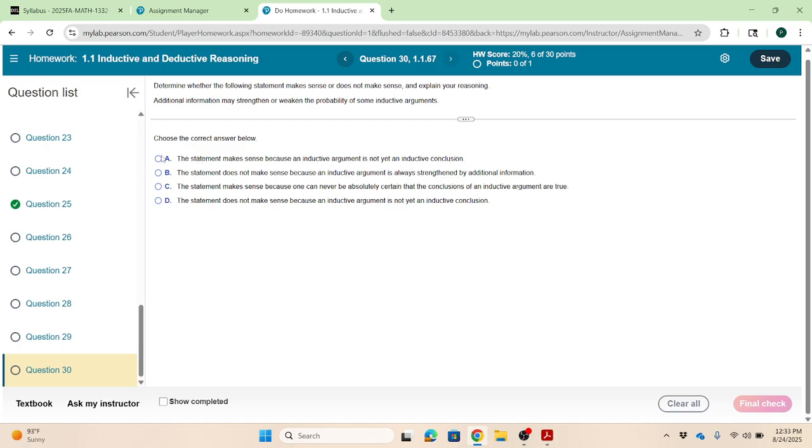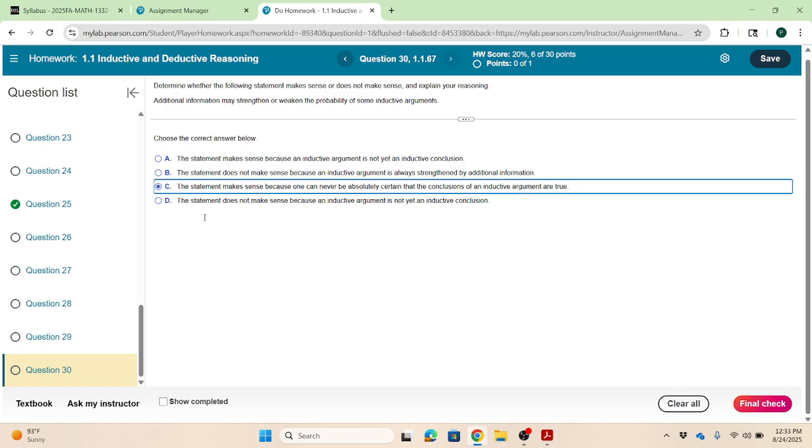There are two options, A or C. We have to read the first one. The statement makes sense because an inductive argument is not an inductive conclusion. C is the statement makes sense because one can never be absolutely certain that the conclusion of an inductive argument is true. This is the right option, because induction means just based on some specific example we try to make a conclusion which might not be true.